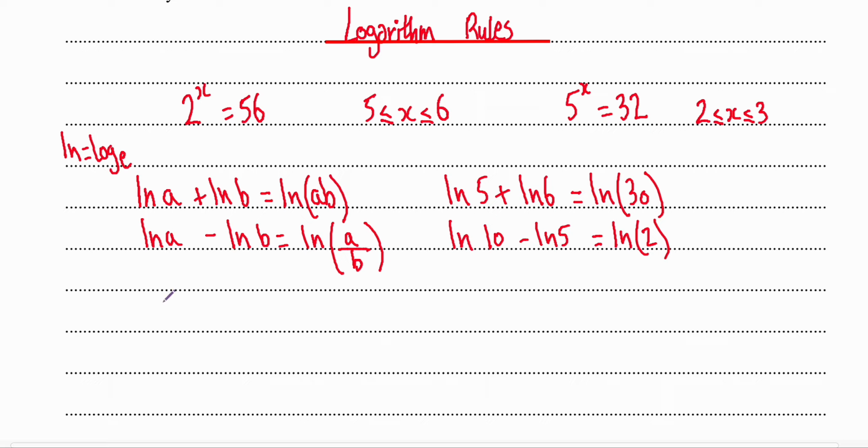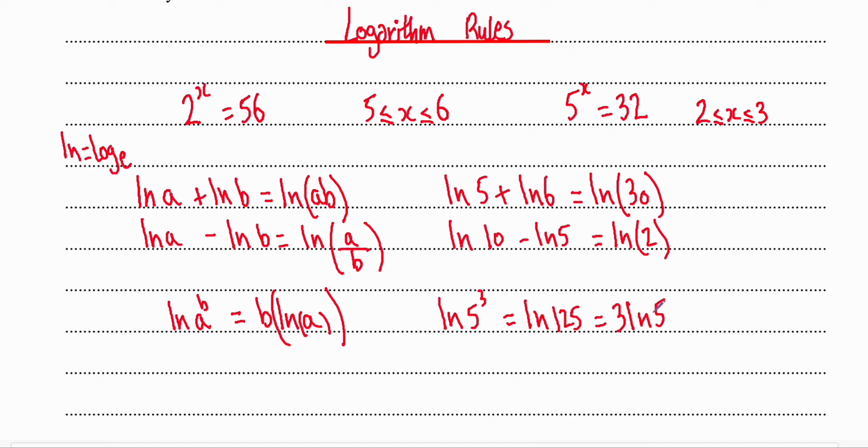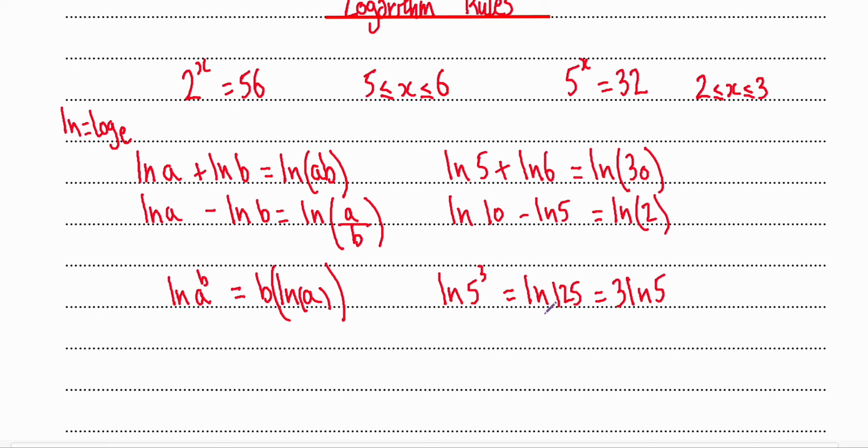Now, a bit more interesting. So let's say we had ln of a to the power b. That is equal to b times the natural log of a. So you're multiplying the natural log of a by b. So let's say I had ln of 5 cubed. So that's ln of 125, right? But that is also the same as 3 times ln 5. You can put this in your calculator and you will see these are all correct.